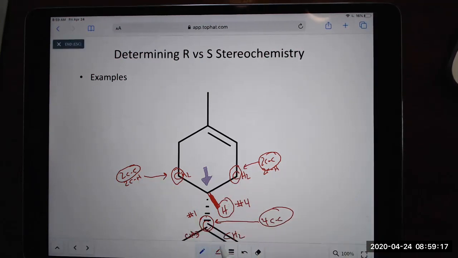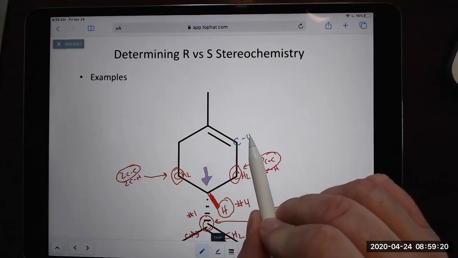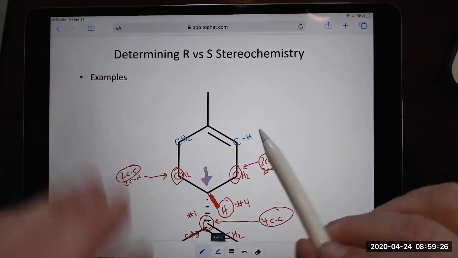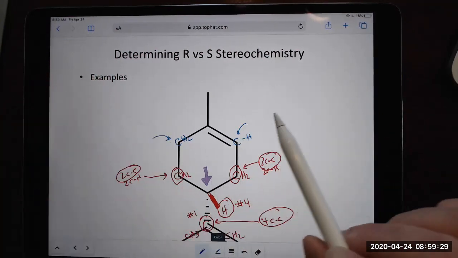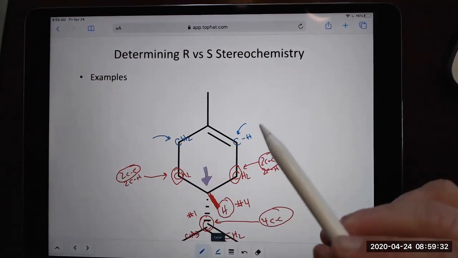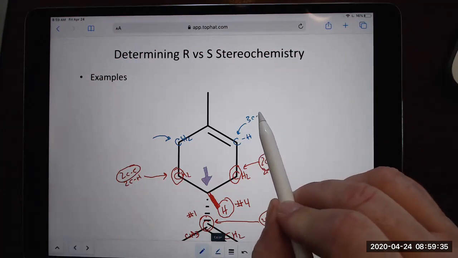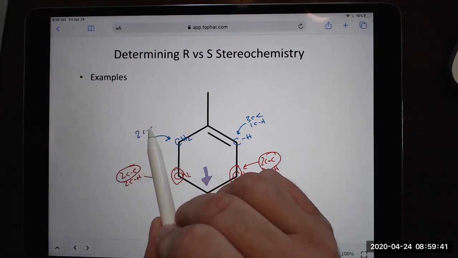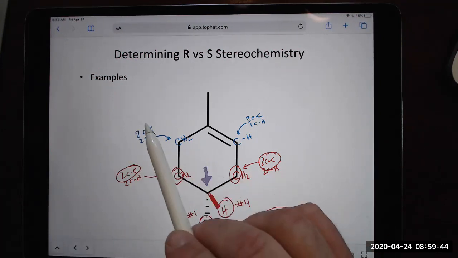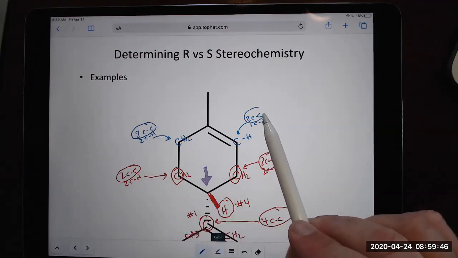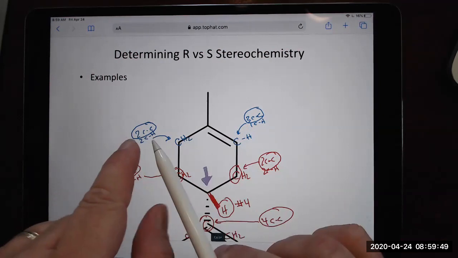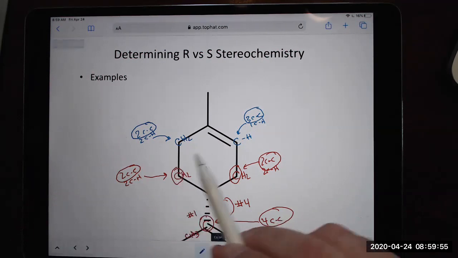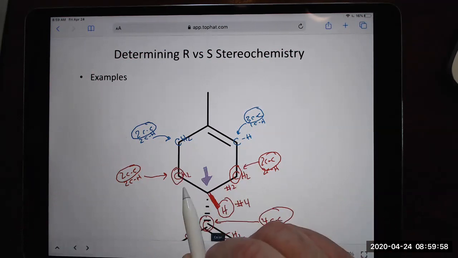So we have to go out one further. Now we're going to compare this one to this one, and this one to this one. They're both carbon-carbon, so that's a tie. But this one has 3 carbon-carbon and 1 CH, and this one has 2 carbon-carbon, 2 CH. Again, the carbon-carbon is going to be heavier, but this one has 3 of them and this one only has 2. That means this side of the ring is a higher priority than that side. So this side would be 2, and this side would be 3.